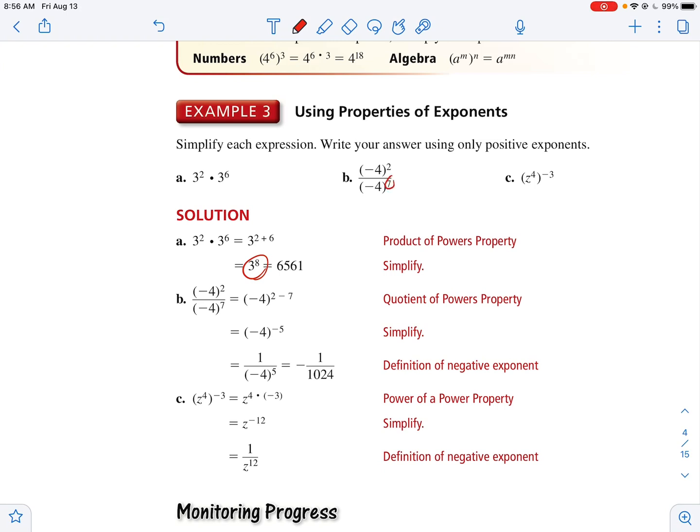This one, they're in division. The 7 is bigger. So I know that the negative 4 is going to end up in the bottom. 7 minus 2 is to the 5th. And I'd leave it right there. They did 1024. It's not that big of a number. Type it in the calculator, figure out what's going on. The parentheses are important. Type that when you type in the calculator.